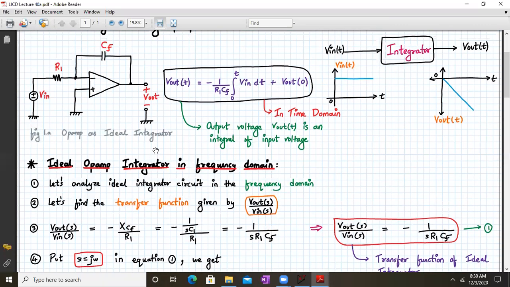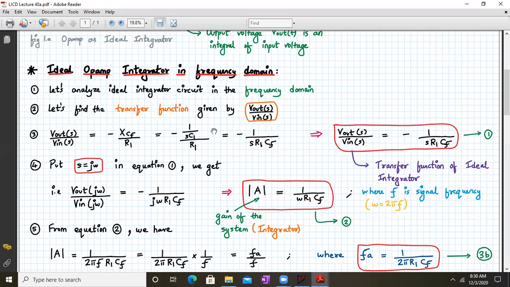And what is XCF? 1 upon S into C1. Actually, it should be CF. By mistake, I've written C1. It should be 1 upon S into CF, divided by R1. Okay. Now we'll analyze this a little further. So V out by V in will be minus 1 upon S into R1 into CF.